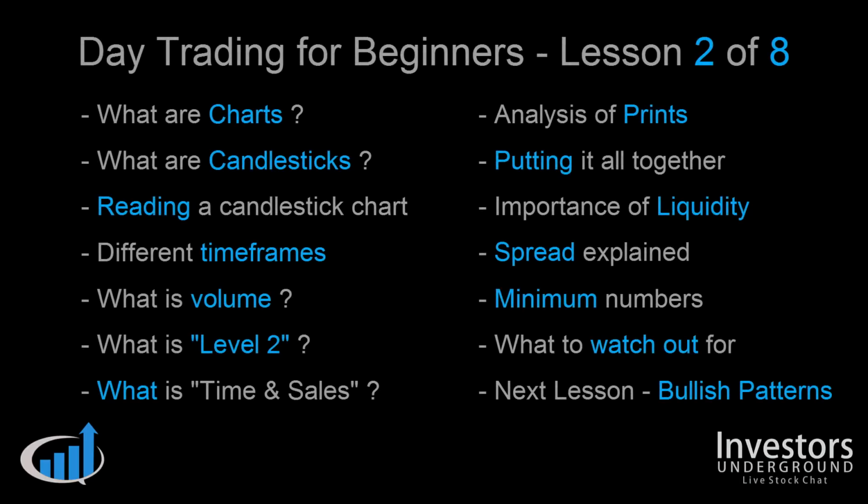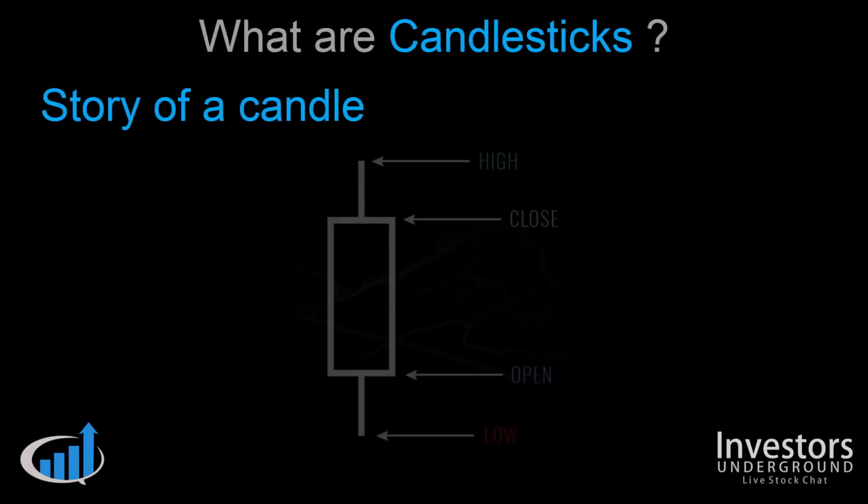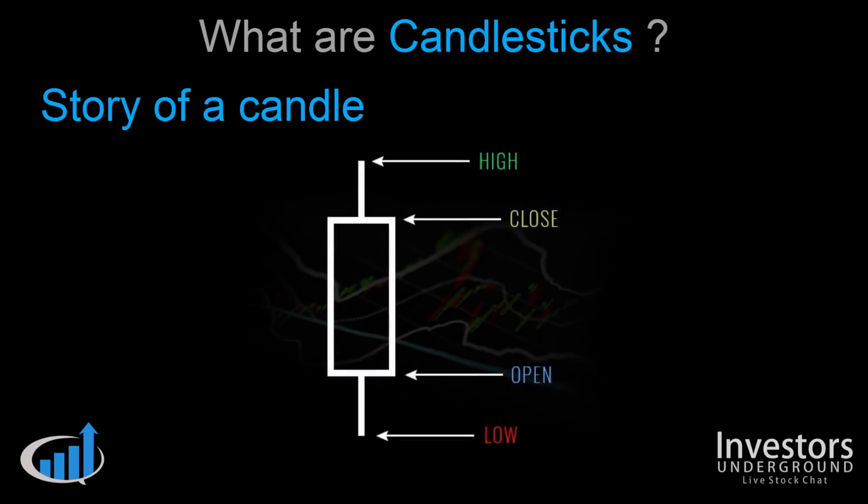So you heard me mention that we trade candlesticks. So let's check out exactly what they are. A candlestick is like a mini story. From this candlestick that we have right here, you can find out 4 pieces of information. The highest point that it went, the lowest point that it went, where it opened, and where it closed. This candle could represent 1 minute, it could represent a 15-minute candle, or it could represent an entire day.